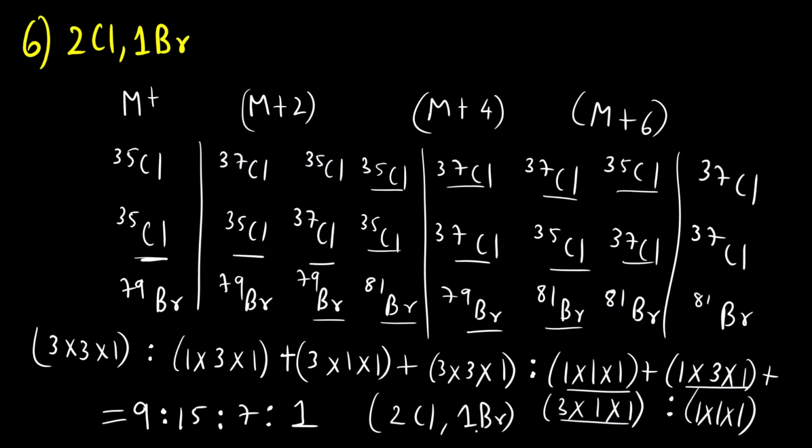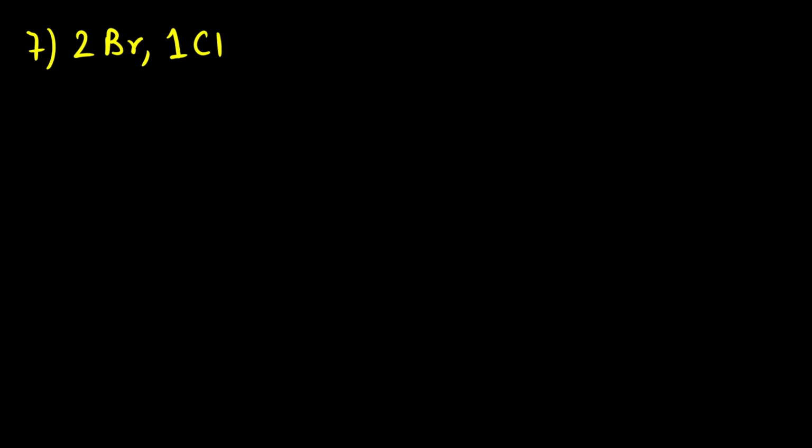Okay, I hope you have got this answer. Now 2 Br and 1 Cl. Again you try by yourself. We will have 3 isotopic peaks. One is M plus, another will be M plus 2, third one is M plus 4, next is M plus 6. Okay, 2 bromine atoms.